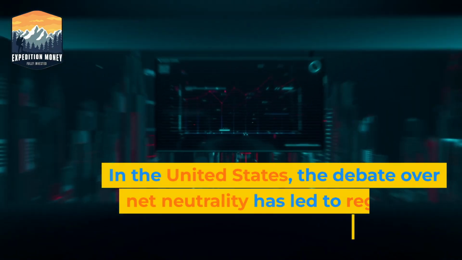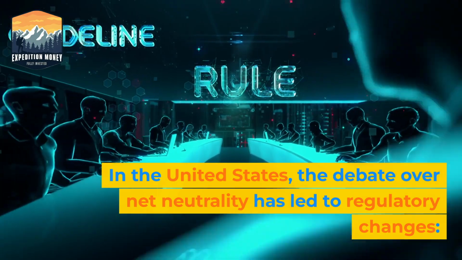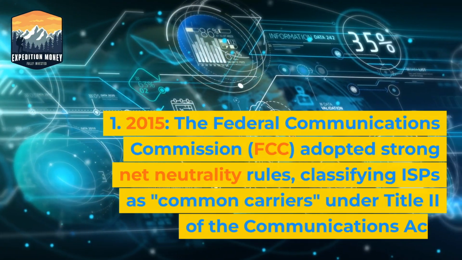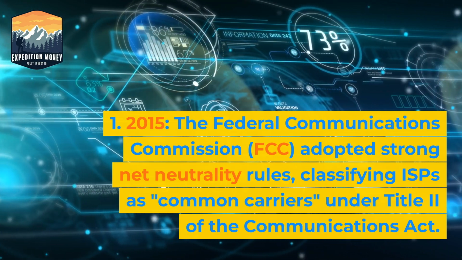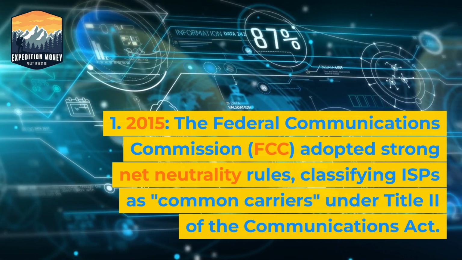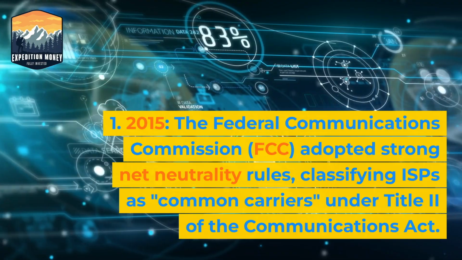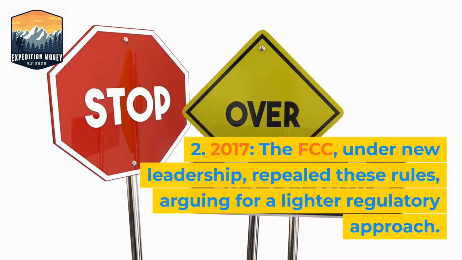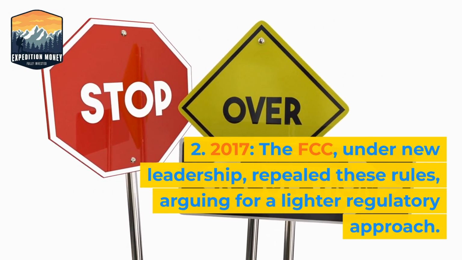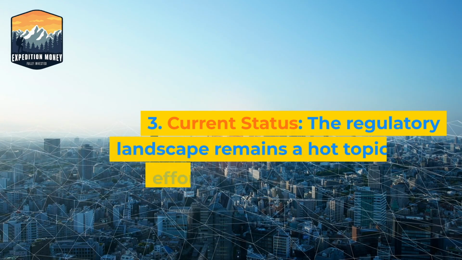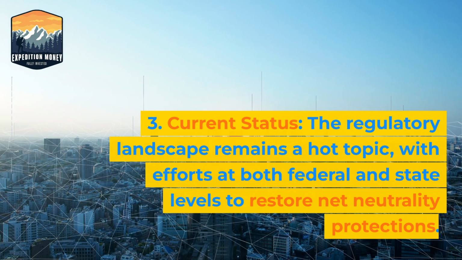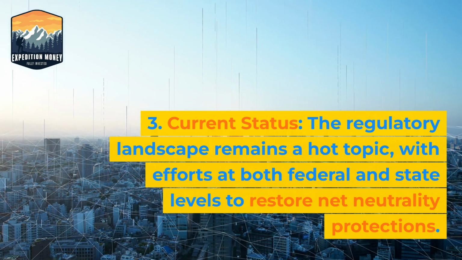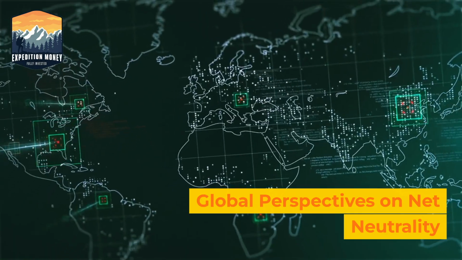Net neutrality in the U.S. In the United States, the debate over net neutrality has led to regulatory changes. In 2015, the Federal Communications Commission adopted strong net neutrality rules, classifying ISPs as common carriers under Title II of the Communications Act. In 2017, the FCC, under new leadership, repealed these rules, arguing for a lighter regulatory approach. Current status: the regulatory landscape remains a hot topic, with efforts at both federal and state levels to restore net neutrality protections.